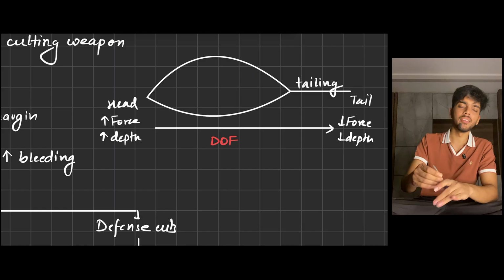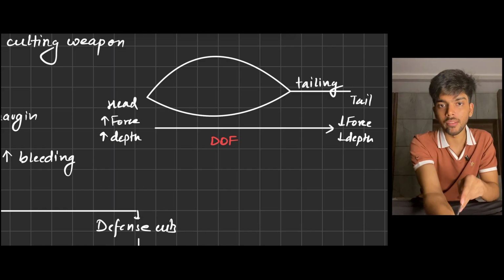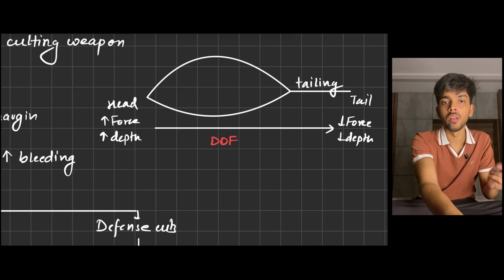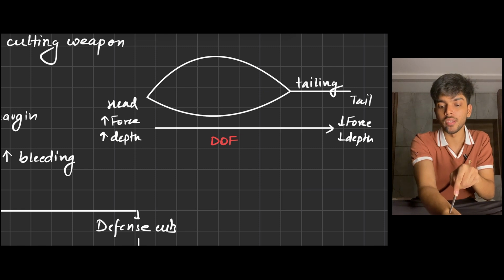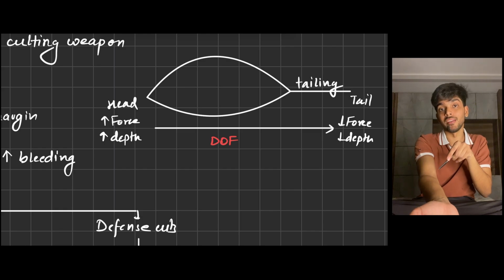So it is really easy to understand. If I put an incision over my palm like this, over my hand, first I'm going to put a lot of force into the incision. Then as it cuts through the skin, finally I'm going to lift my arm and the weapon is going to get lifted. As the weapon is lifted, the depth of the incision decreases.